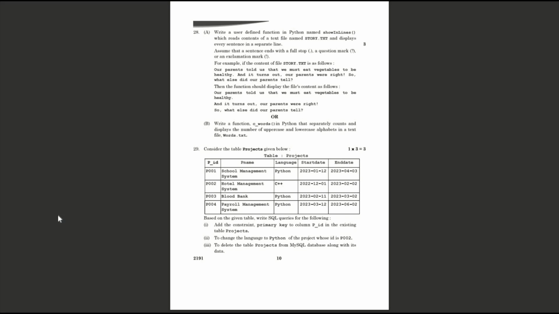Question 29 says, consider the table projects given below, where we have 5 columns: PID, PName, language, start date and end date. Based on the given table, write SQL queries for the following. The first part of the question says, add the constraint primary key to column P_ID in the existing table projects. The second says, change the language to Python of the project whose ID is P002. And the third part is to delete the table projects from the MySQL database along with its data.